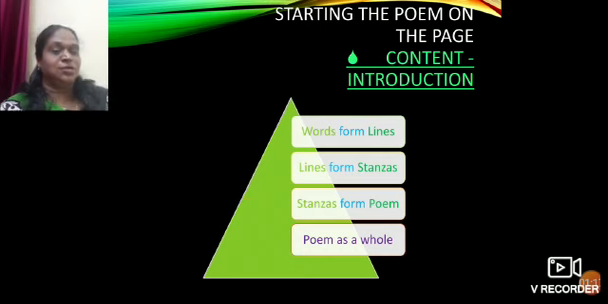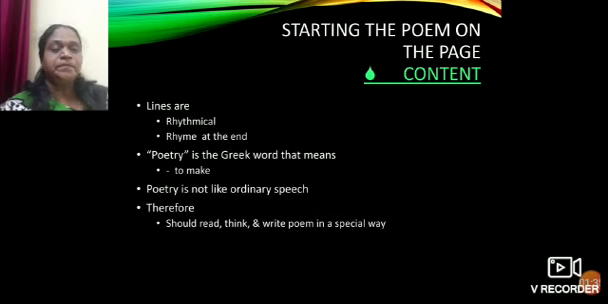So here is the introduction. All poems are made up of words that come together to form lines. Lines come together to form stanzas, and stanzas form a poem. And that's how you get the poem as a whole. So now, what do you need to know about lines? Lines are rhythmical in nature and they have a rhyme at the end of each line, which makes the rhyme scheme, and we'll look at the rhyme schemes in the forthcoming units.